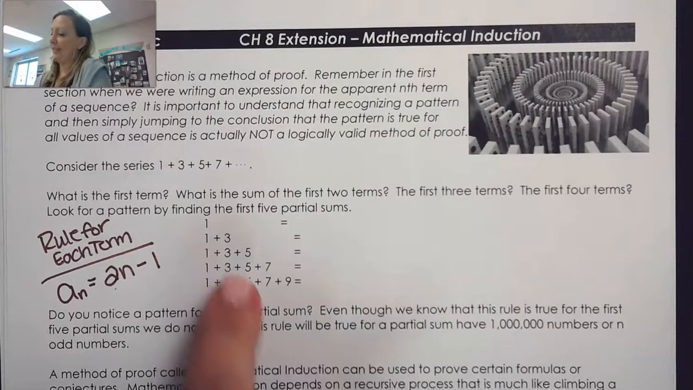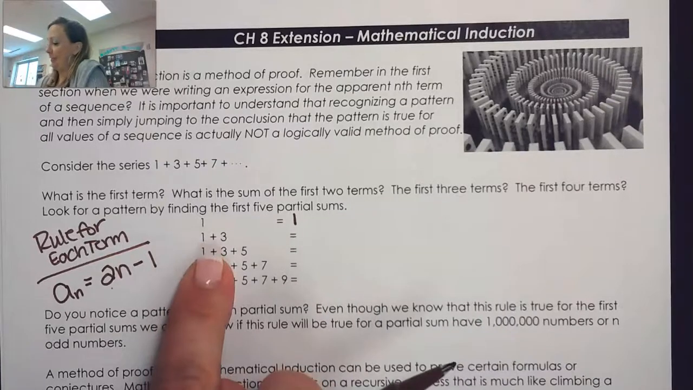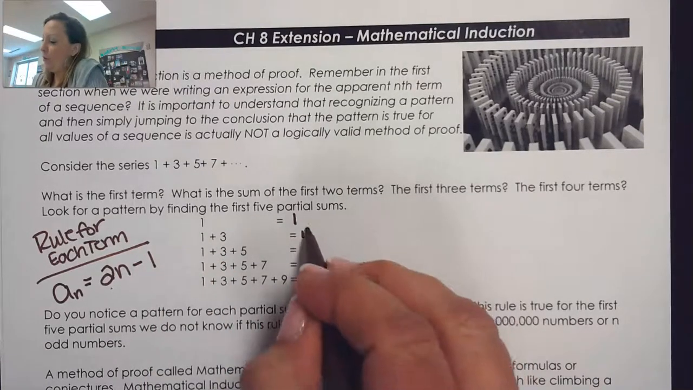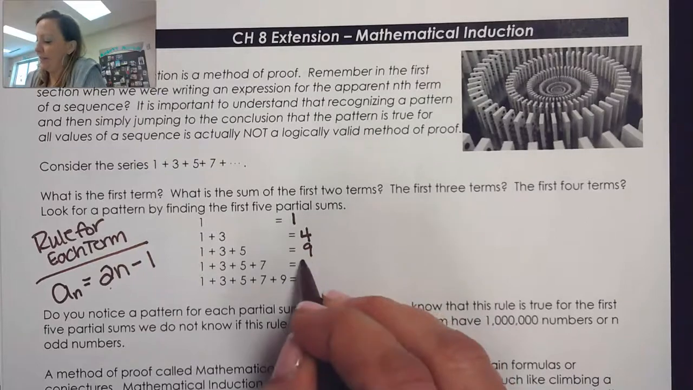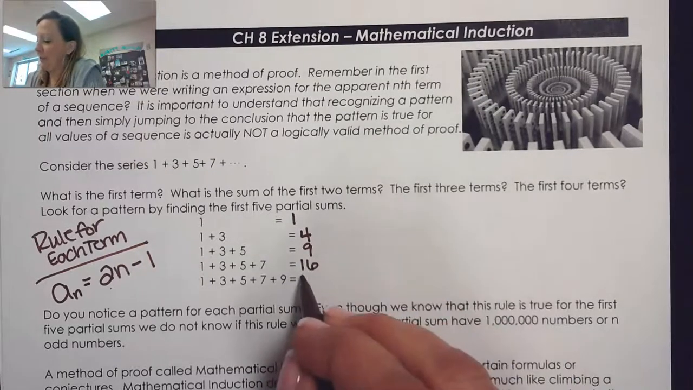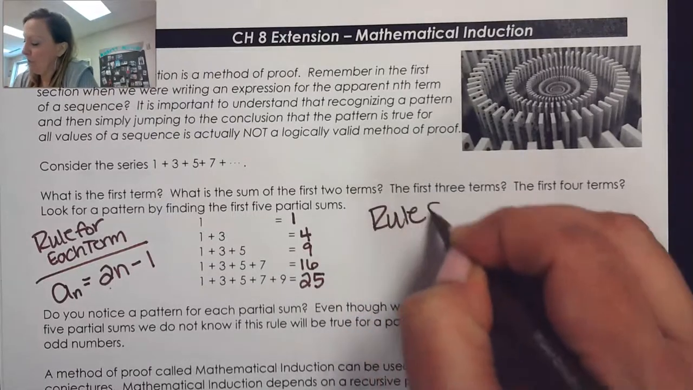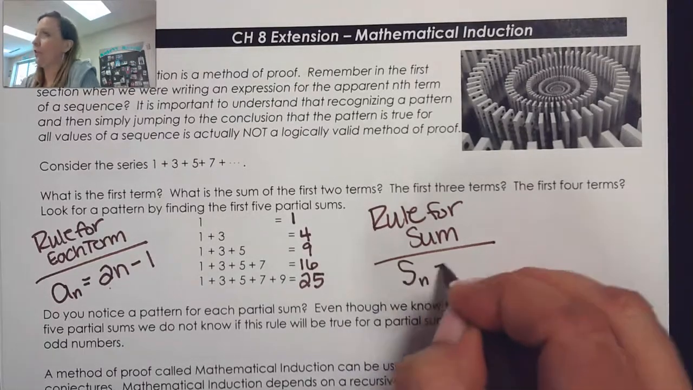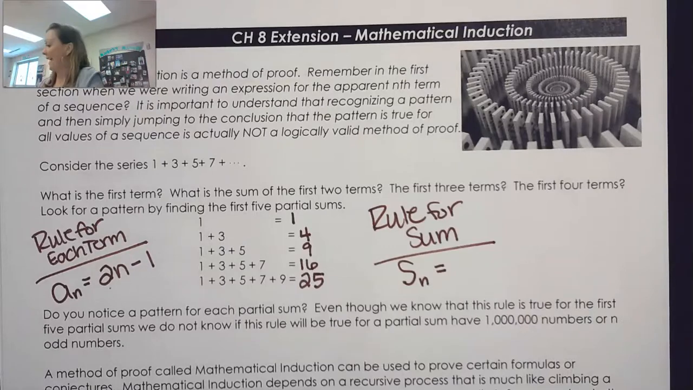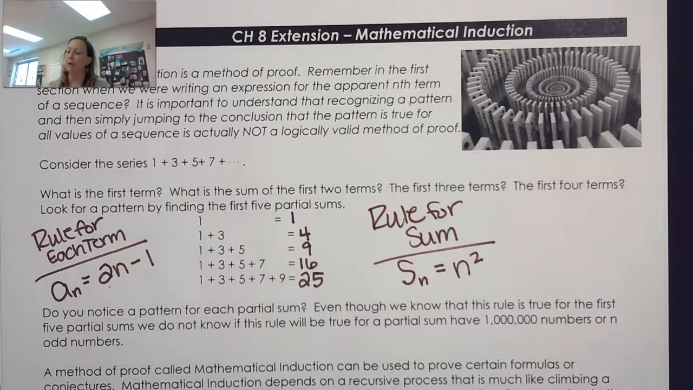So the first term is 1. What is the sum of the first two terms? 4. What about of the first three terms? 9. The first 4 terms? 16. The first 5 terms? 25. It appears that there is a pattern, correct? And that pattern, if we made that assumption, what would the rule for the sum be? That the sum of the first n values could be given as n squared. Good. All right.